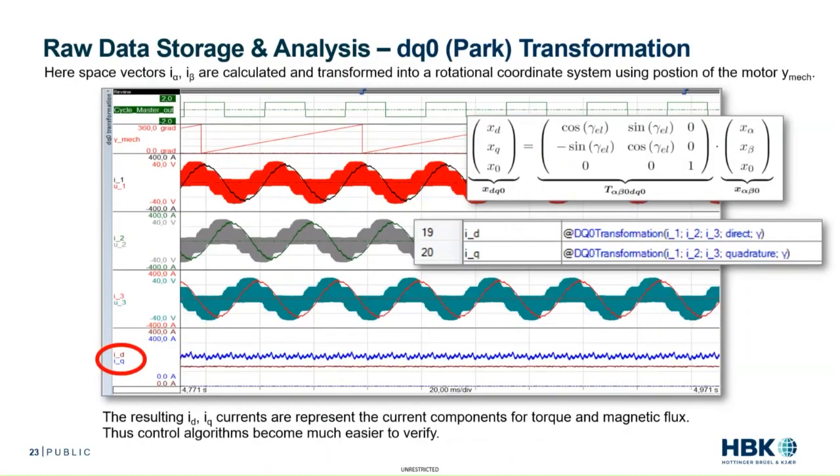So for DQ0 transformation, sometimes known as Park transformation, you'll need the angle of the motor, which is called Y mech here in this example. Now to transform the space vectors I alpha and I beta into a rotational coordinate system, you can do that through that angle of the motor. So the result is D and Q traces, which are directly a measure of the torque and the flux, and are basically DC values with some ripple.